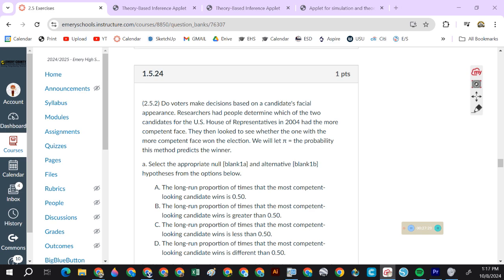So pi is going to be 0.5. And is this going to be one-tailed or two-tailed? How do you win an election? You get more than 50%. So is this one-tailed or two-tailed? One-tailed. We only want the right side. So A is going to be our null, and B is going to be our alternative.